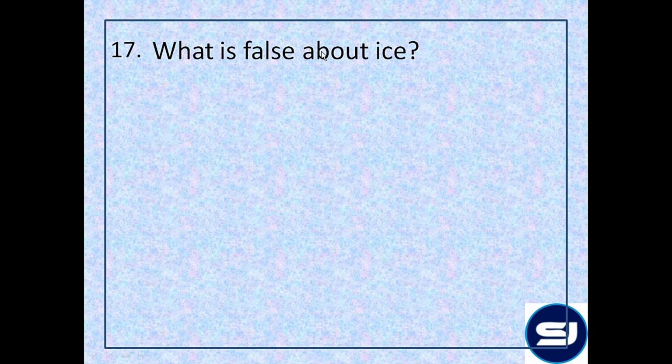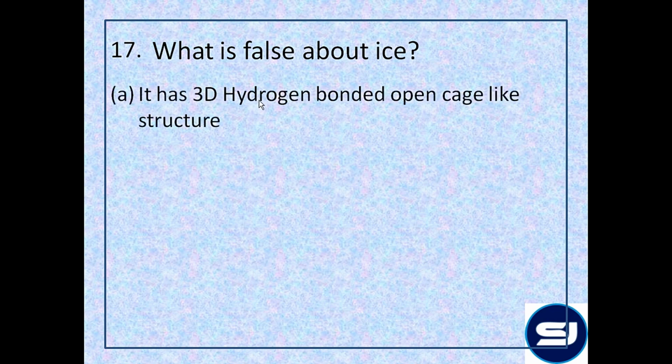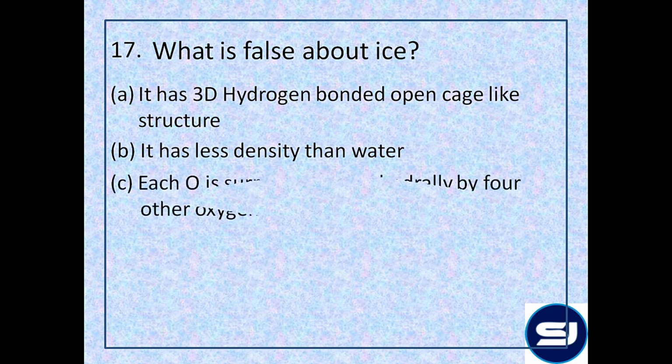What is false about ice? Some factual statements about ice are being given and we have to identify the false statement. It has a 3D hydrogen bonded open cage like structure. Yes. It has less density than water. Yes, that is the reason it floats on water. And the reason was related with the interstices or gaps which are present in the 3D structure.